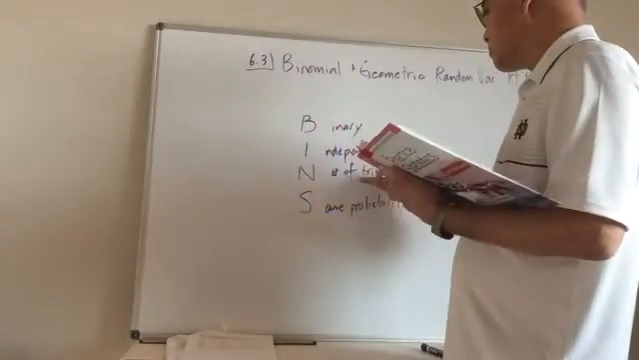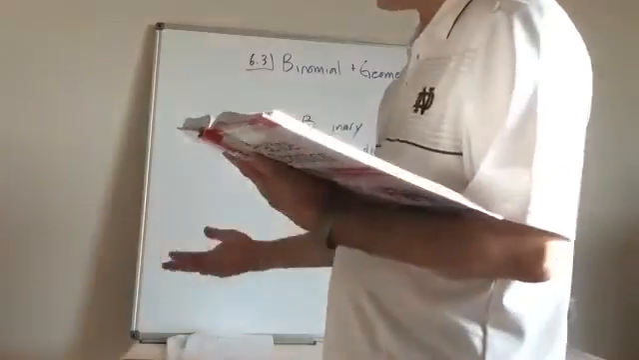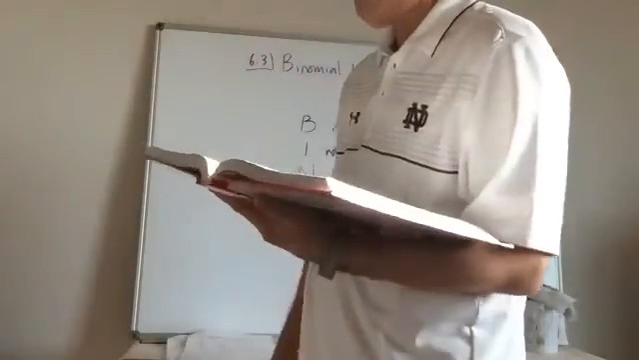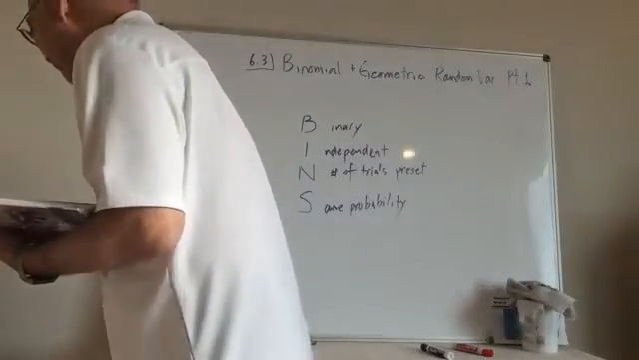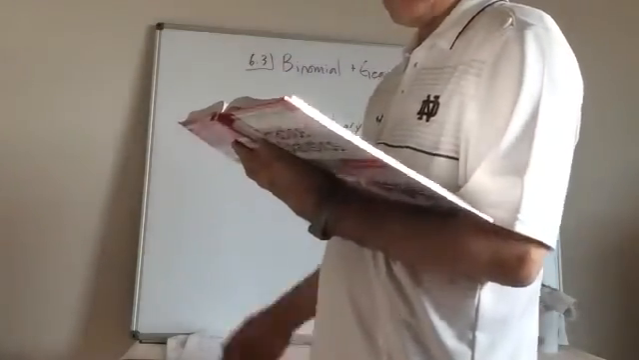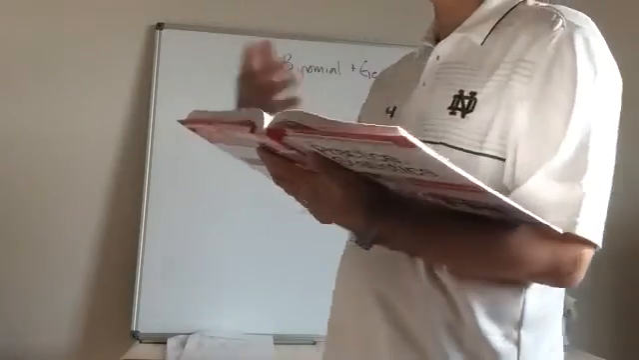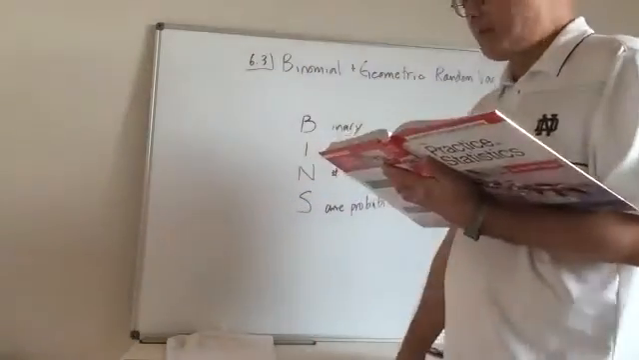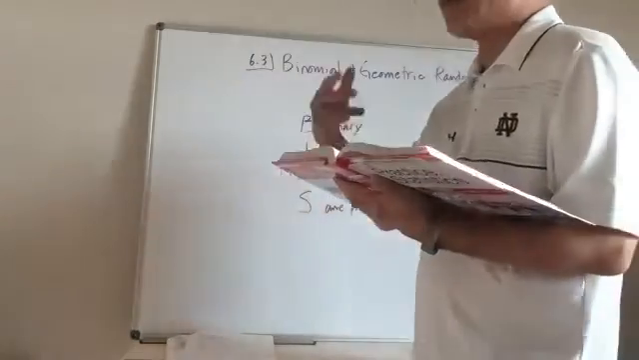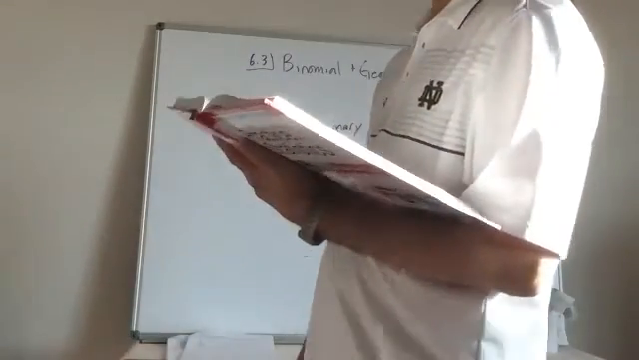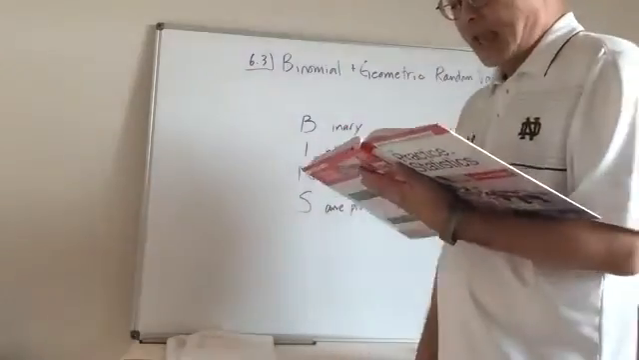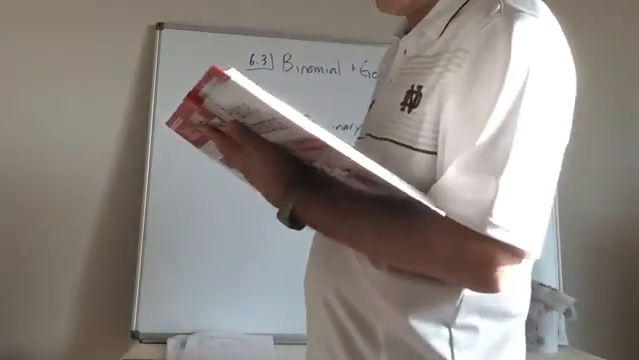Is the number of trials preset? What are the number of trials here? Can anyone tell me? Kayla. 5, because there are 5 children. The same probability, the probability of having type O, 0.25, is the same all the way through. So yes, indeed, A is a binomial situation.